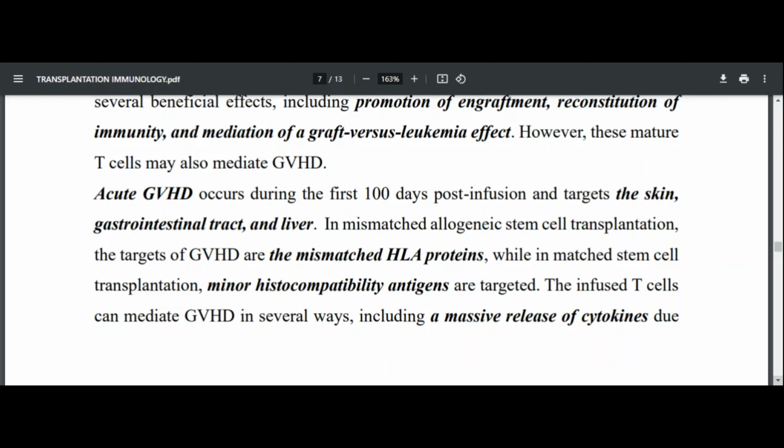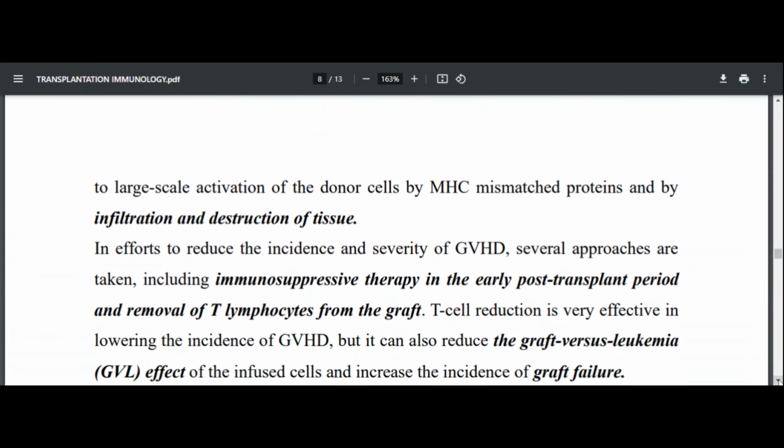So the infused cells are involved here in graft-versus-host disease. What is being involved and contributing is the T lymphocyte, but not antibodies at all. The infused T lymphocytes can mediate graft-versus-host disease in many ways, including massive release of cytokines because of the large-scale activation of the donor cells by major histocompatibility mismatch proteins, and by infiltration and destruction of tissues.